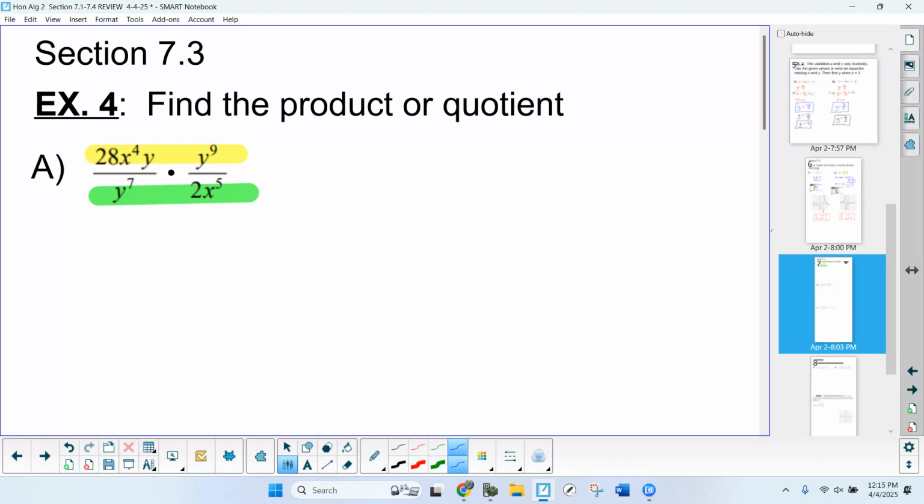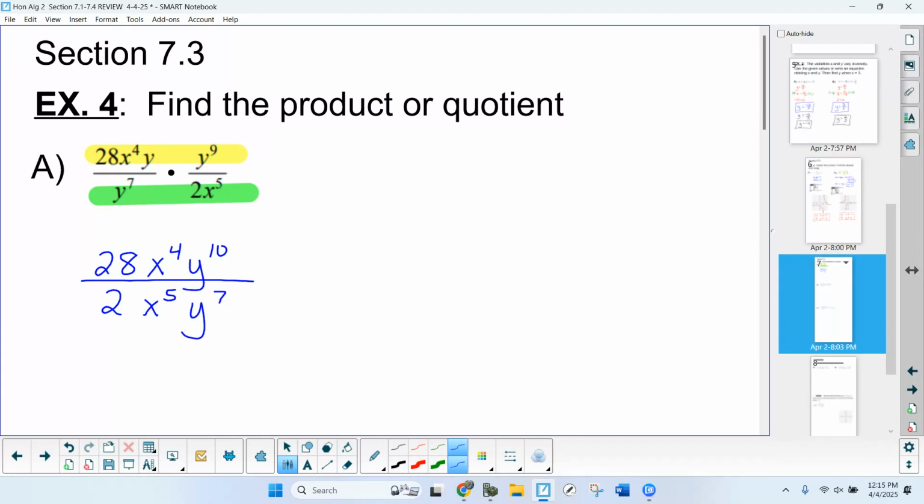When you multiplied across the top, you had 28. How many x's? X to the 4, and then y to the what? 10. What do you do when you multiply powers? You add the exponents. In the denominator, what number did I have? 2. And then how many x's? 5. And how many y's? Is everybody good so far?